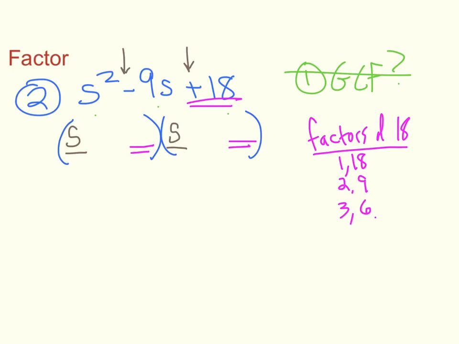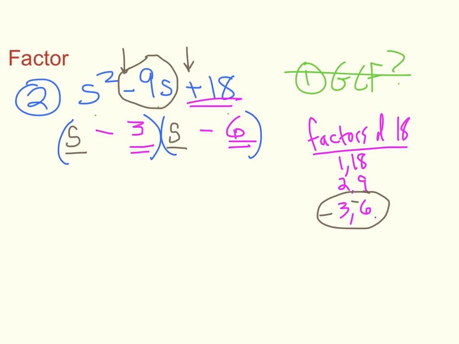And in this case, we're looking for a pair that we can get to add to be this negative 9. And we could get negative 9 out of these 2 if they're both negative. Negative 3 and negative 6 add to be negative 9. So I'm going to go ahead and insert those. -3, -6.